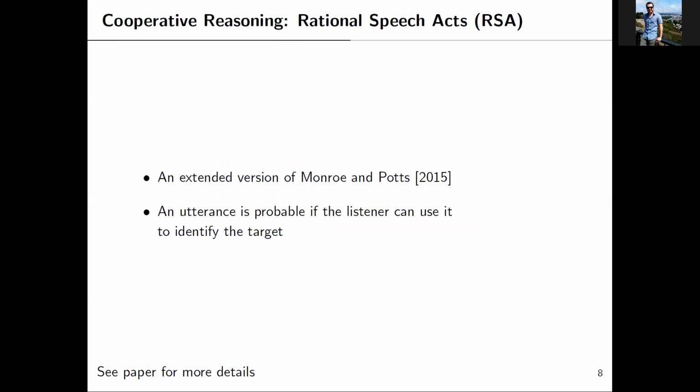The first speaker strategy model is cooperative reasoning, which is based on the rational speech act model of Monroe and Potts, but extended to handle a long tail of diverse vocabulary. An RSA speaker chooses descriptions by anticipating the listener's interpretations. Specifically, an utterance is probable if the listener can use it to identify the target.